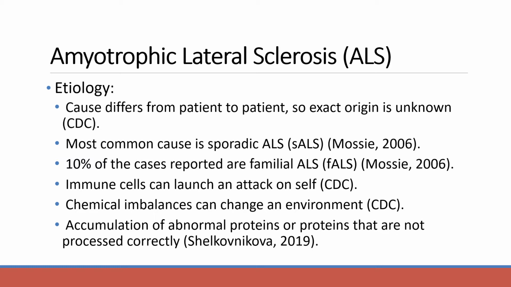The last three bullets can be things that arise from either type of ALS, but are also factors that can cause ALS, since the exact origin is unknown. So immune cells can launch an attack on self. This can be seen when immune cells attack our nerve cells in ALS.